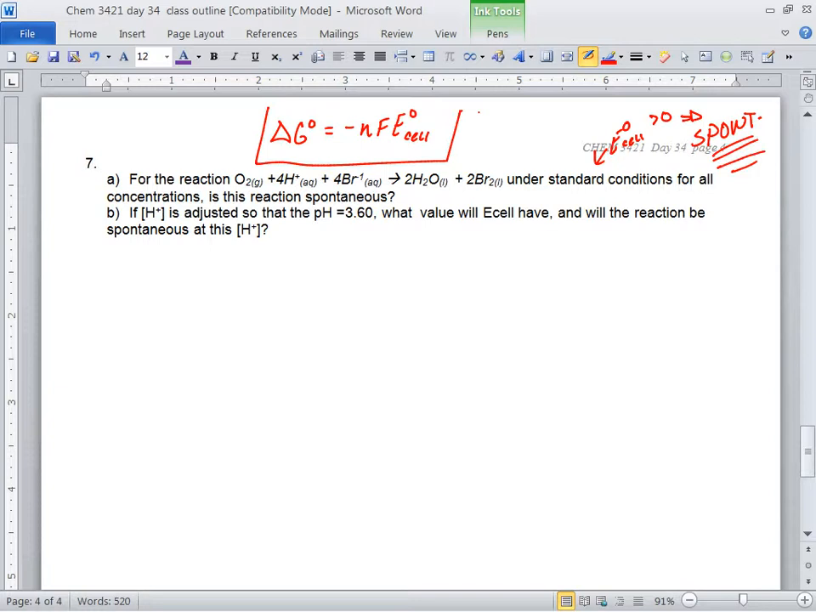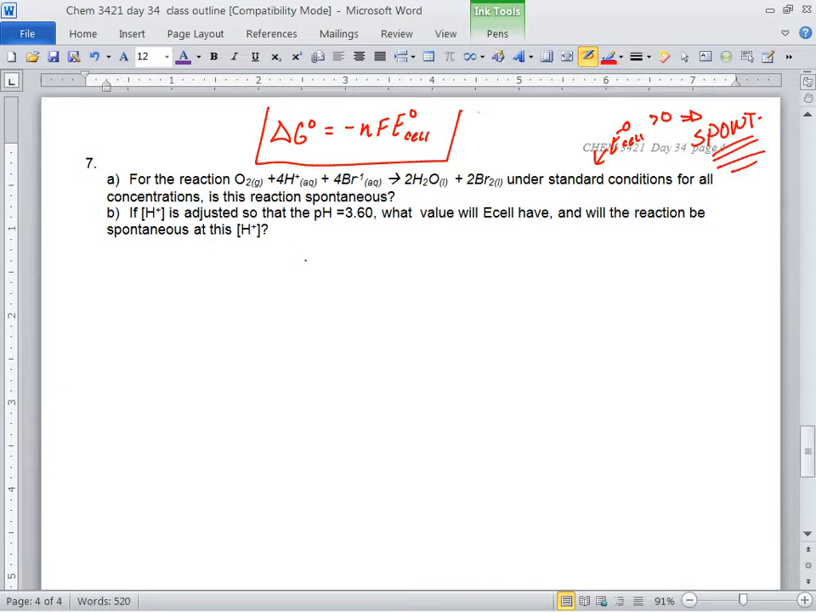Now, as it's written, did anyone find it in the table? Do I need to flip the reaction in the table, or leave it alone? Flip it. I need to flip it. Right? Does everybody see it? Found it in the table, and it needs to be flipped. So that means I better change the sign of the E0 for it. Yeah. Okay, so let's flip that reaction.